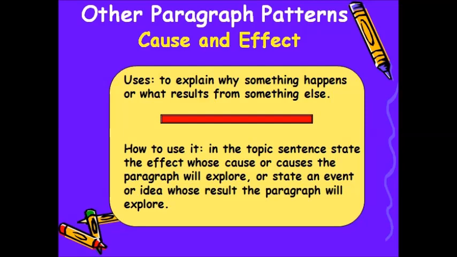The last one is cause and effect. Cause and effect is used to explain why something happens or what results from something else. It is used in the topic sentence to state the effect whose cause or causes the paragraph will explore, or state an event or idea whose result the paragraph will explore.